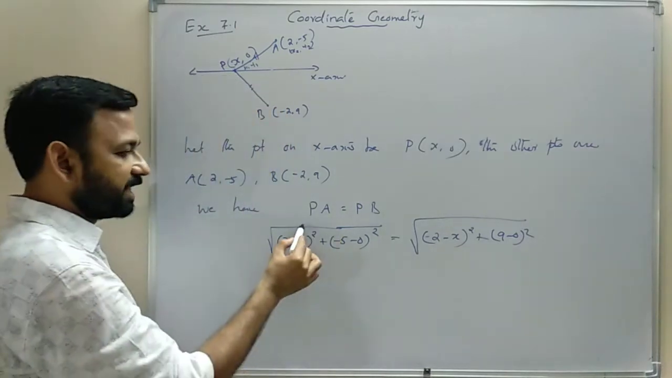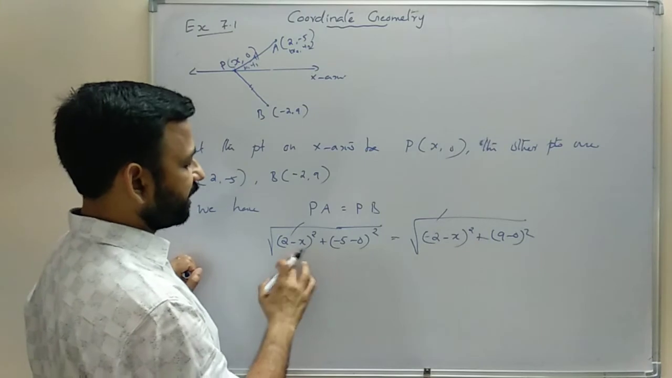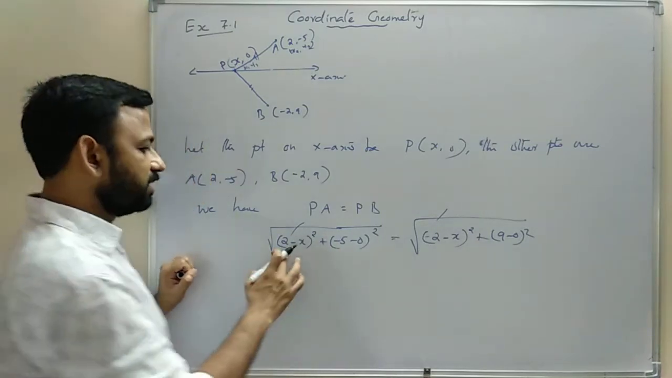Here on both sides we have the radical, so it will be cancelled. Then for 2 minus x whole square, we can use the identity a minus b whole square.